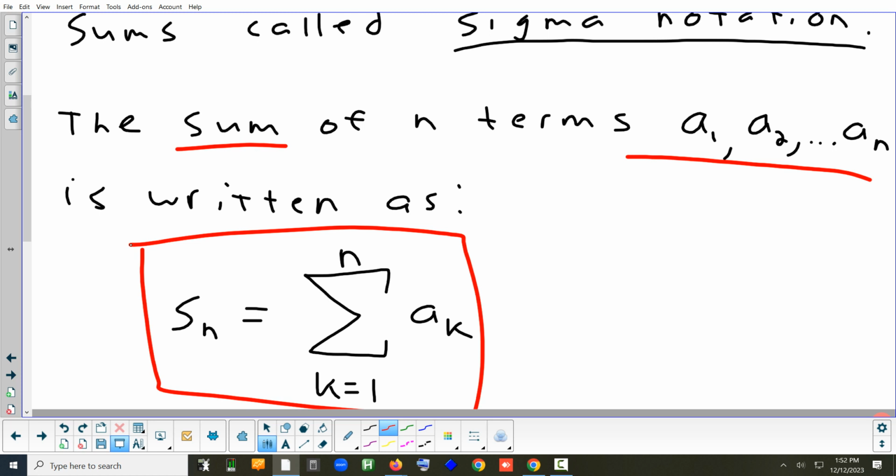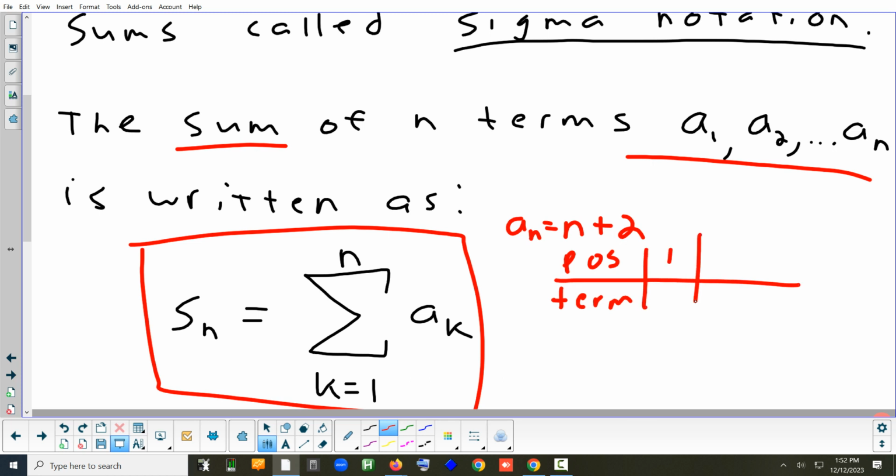So let me show you an example with something kind of concrete so you can see it. Let's say I wanted to represent adding up the first 5 numbers in this pattern. A sub n equals n plus 2. Well, let's write them down. Position and the term.